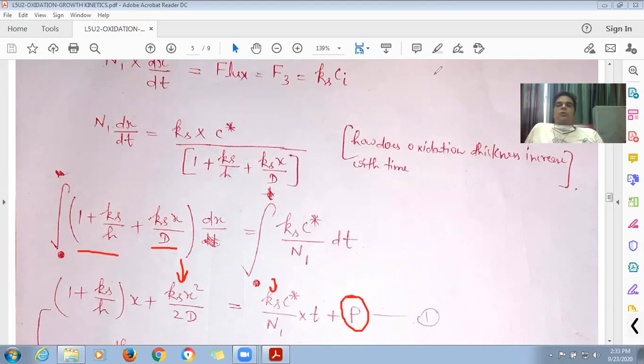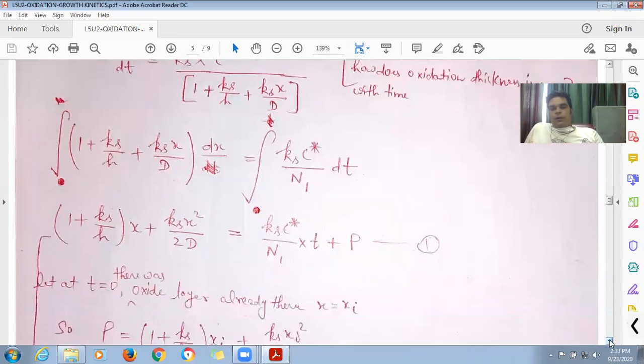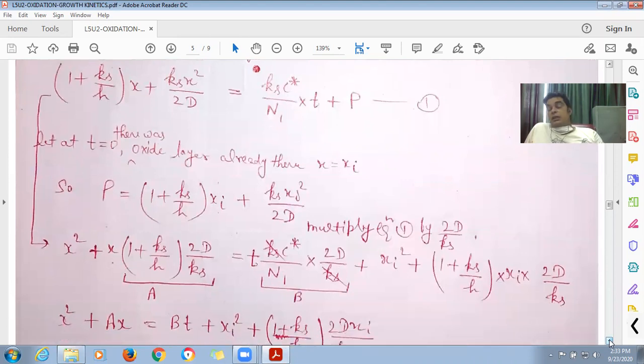In order to find the value of this integration constant, we need to take initial conditions. Let the initial condition be at time t = 0, when the oxidation was just started, there was already an oxide layer present, and that was equal to xi. So the thickness of the oxide layer at t = 0 was xi. If I put t = 0 here and x = xi here, I will get the value of p like this.